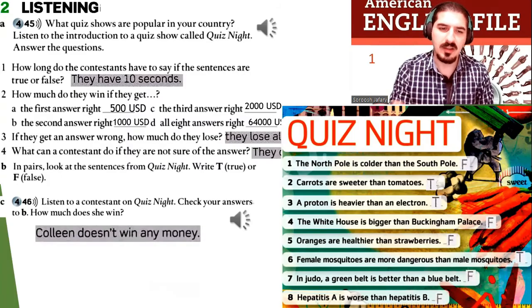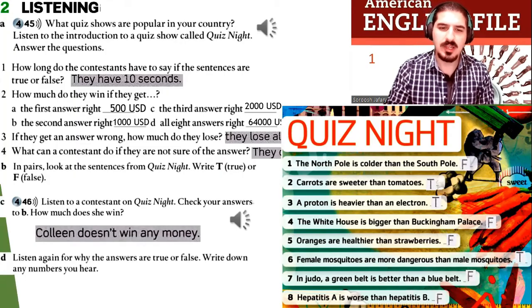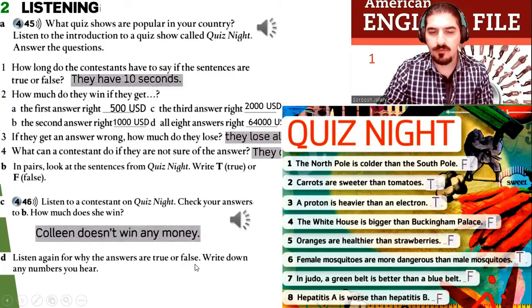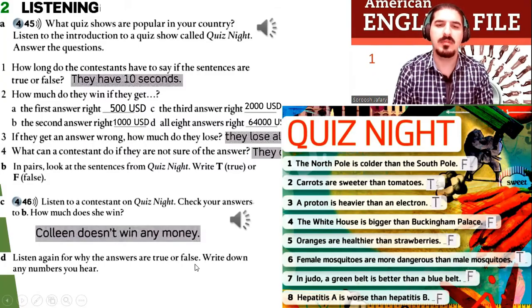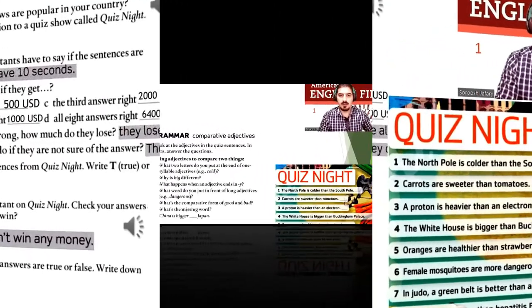All right, so the answers, you can see these are the answers. And Colleen, of course, she didn't win any money. All right? So you can listen again, rewind and listen again, and write down the answers. The answers are true or false. Why? All right? Very good. This is on you. You should listen again.